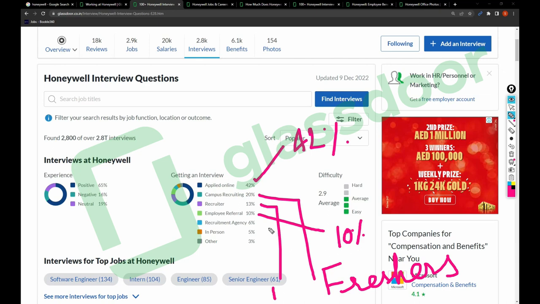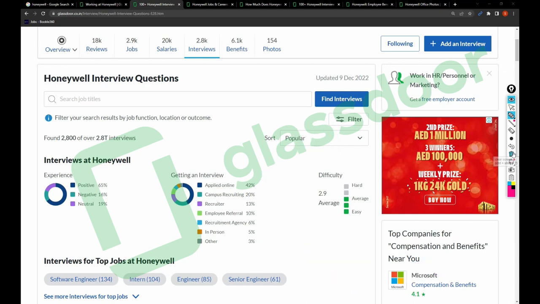If not, just reach out to someone on LinkedIn and ask for help. And others are like recruitment agencies and in-person, and others are around 15%. Keeping that aside, as I said, these are the primary resources of employment. So make sure you apply online, prefer to apply online. And freshers, this is a great opportunity for you.